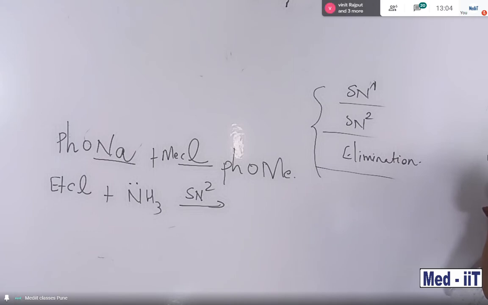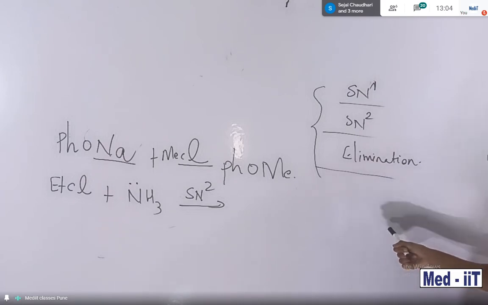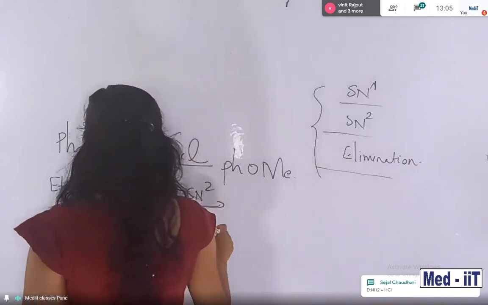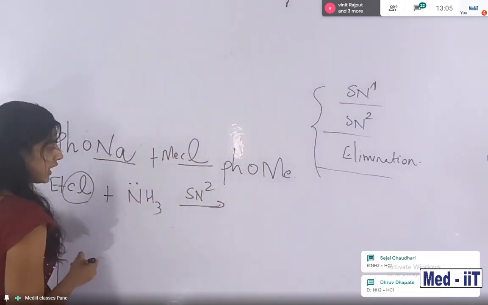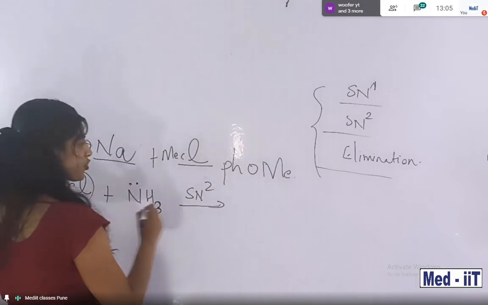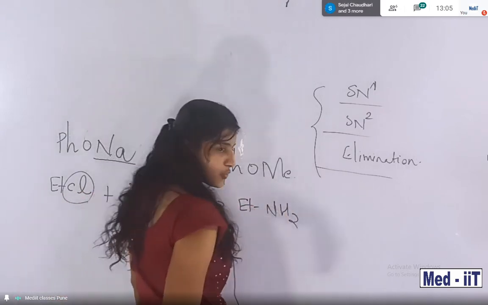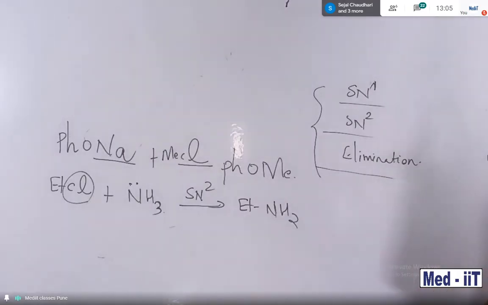Similar question. Okay, do it fast. So anyway, this is the result. Cl is going to be removed, and then one more hydrogen is also removed, and then it makes a bond with this lone pair. So it becomes EtNH2. Dhruv, you are right. Plus HCl.